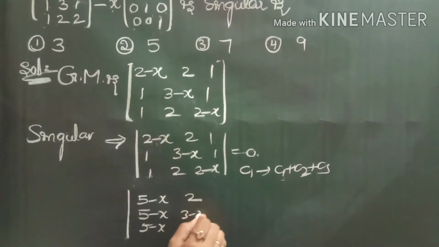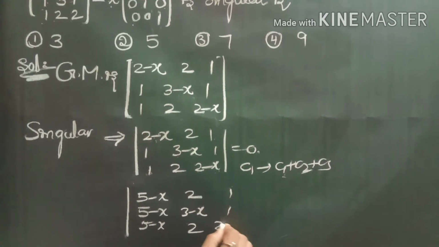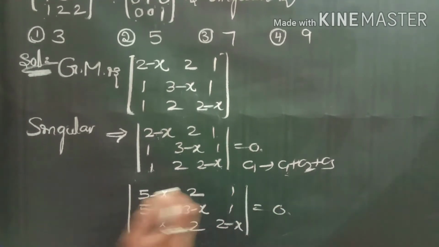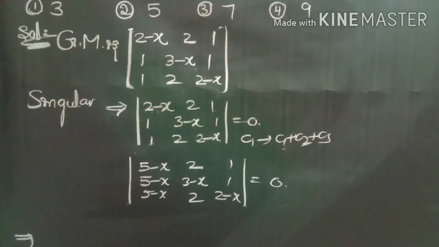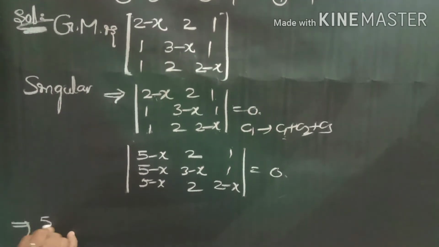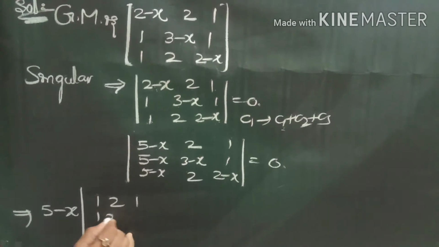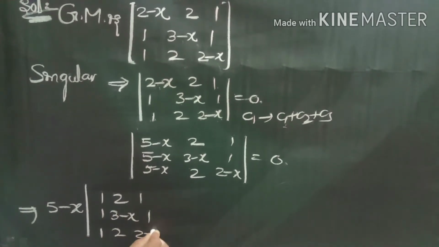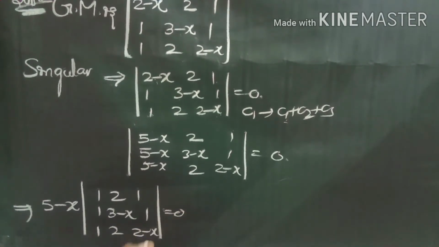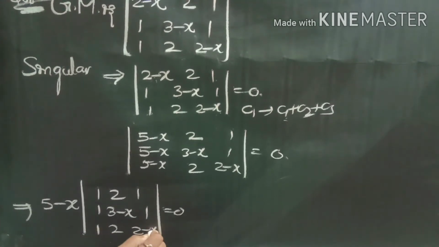2, 3 minus 6, 2, 1, 1, 2 minus 6 equals 0. Which implies, now taking 5 minus x common from the first column, that is 5 minus x into 1, 2, 1, 1, 1, 3 minus 6, 1, 2, 2 minus 6 equals 0. Now we are finding the determinant value of this determinant.